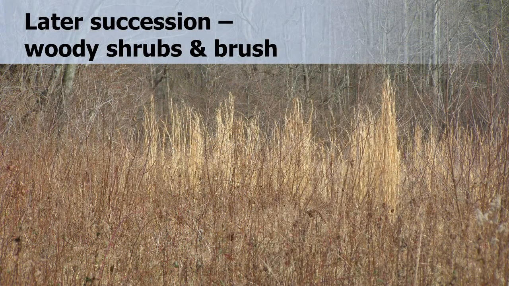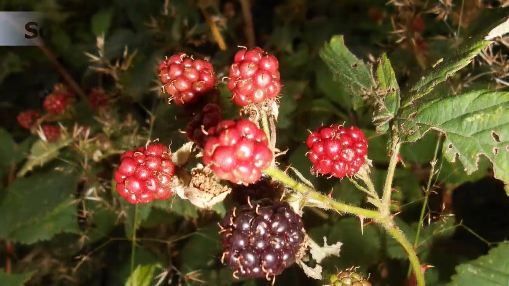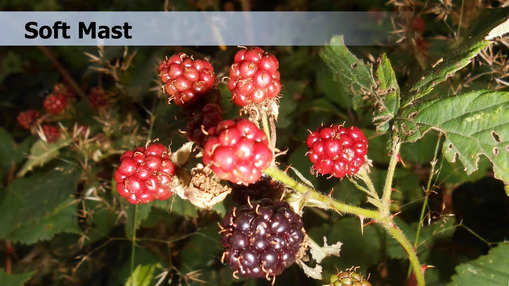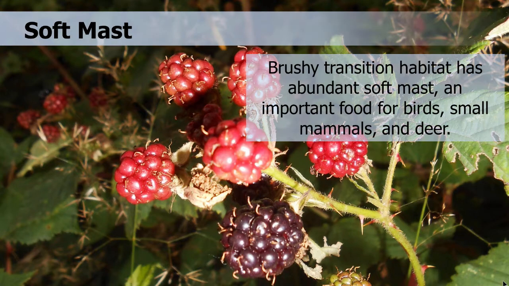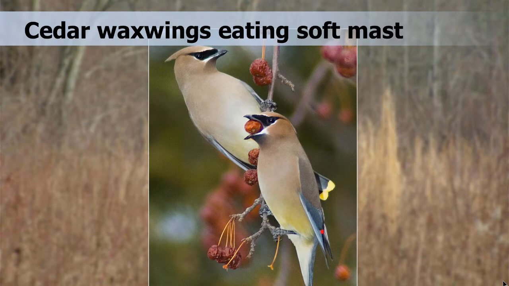Later, woody brushy vegetation grows and there is an abundance of low cover, along with lots of soft mast or fruit. This successional stage provides prime habitat for mammals and also for birds like the cedar waxwings seen here. The vegetation found in this successional stage tends to live longer and is still relatively fast growing. This stage requires lots of light and will die back as trees grow up and provide shade.